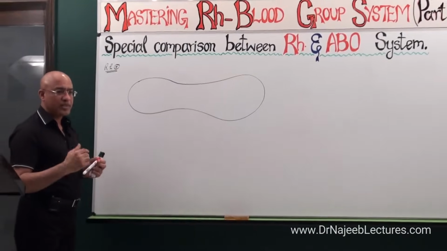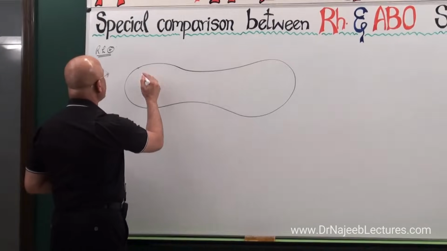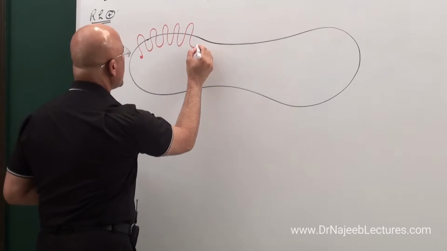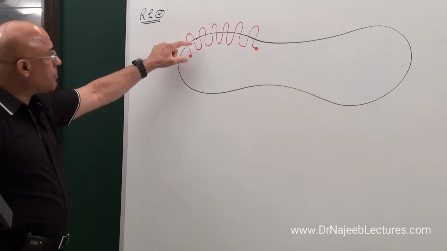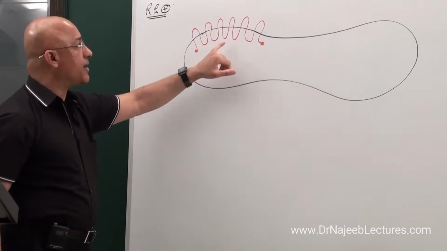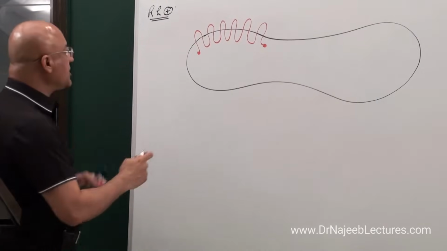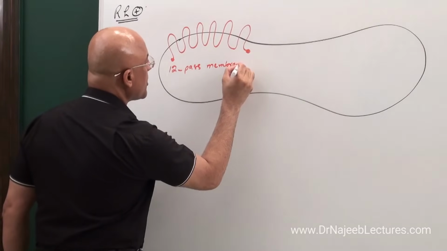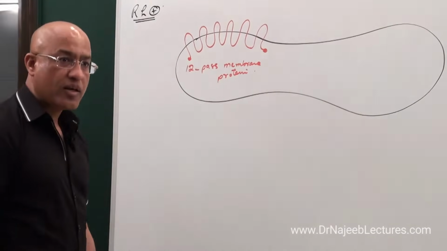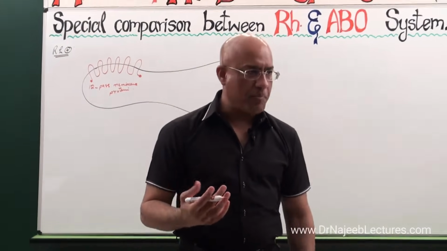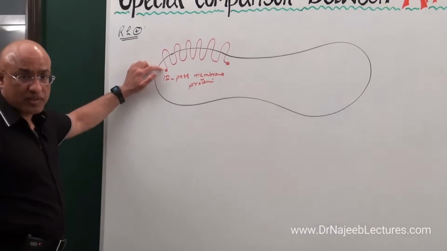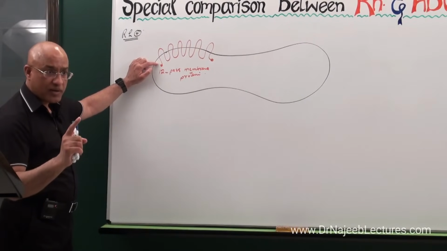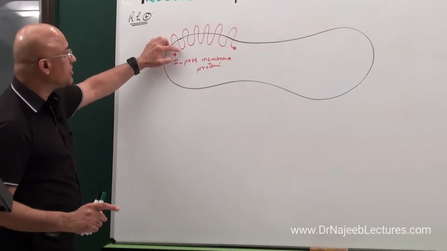Basically, Rh antigens are proteins, and these are protein peptide chains which pass through the red blood cell membrane 12 times. How many times? 12 times. That is why we call them 12 pass membrane proteins. These proteins are an integral part of the red blood cell membrane. That is why we also call them membrane proteins. So Rh antigens are fundamentally proteins embedded within the membranes of red blood cells, passing through the membrane 12 times.